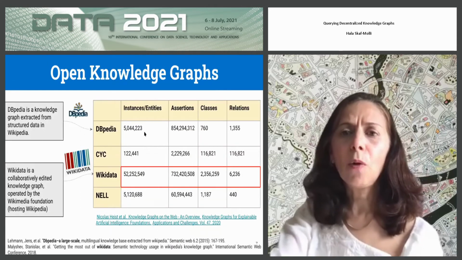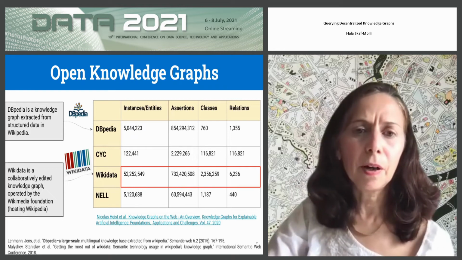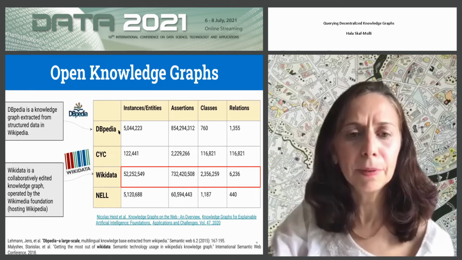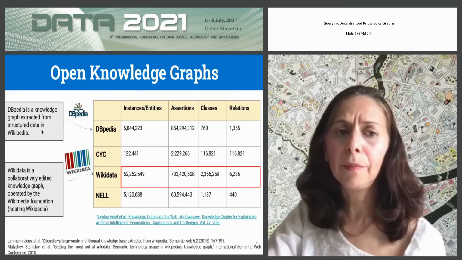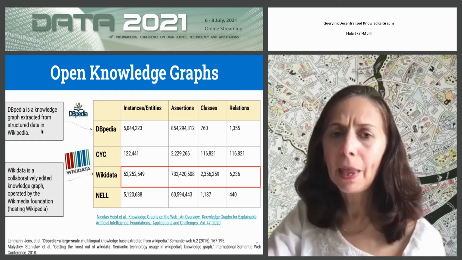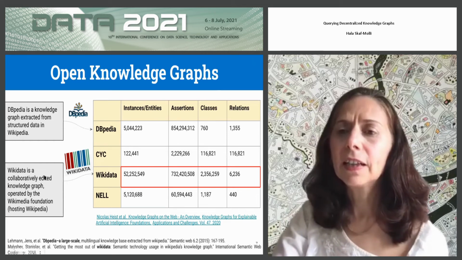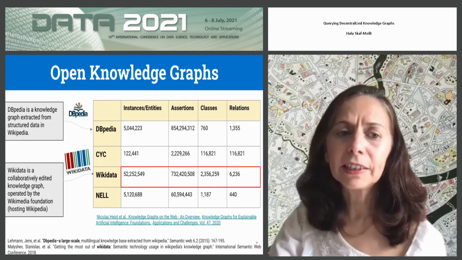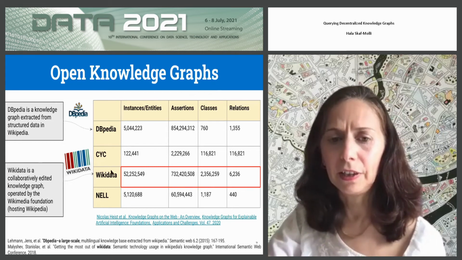We also have open knowledge graphs, the best known being DBpedia and Wikidata. DBpedia is a knowledge graph extracted from Wikipedia, and Wikidata is a collaboratively edited knowledge graph. It's a wiki for editing structured data. And as you can see, it's really large scale.